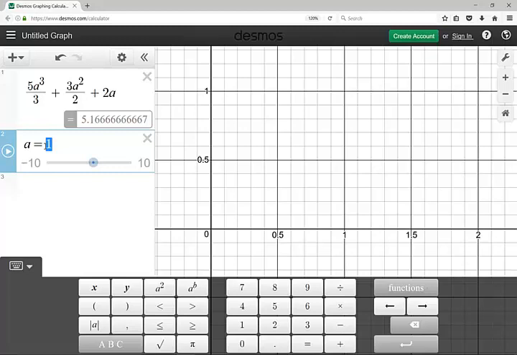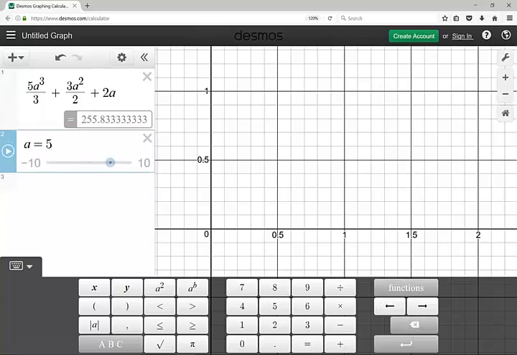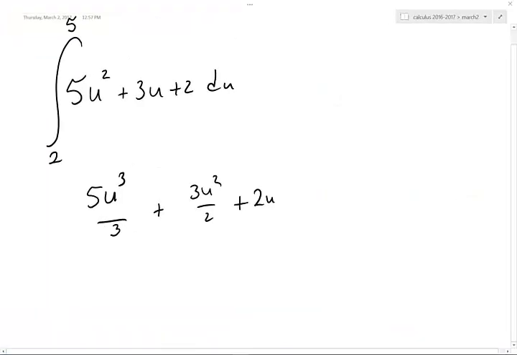So 5. Watch me hit 5. It gives 255.83. I jot this down on a piece of paper somewhere. You with me? And then I go, let's put in a 2. That gives 23.3333. And so someone's going to quote those numbers to me. What are they? 255.9. So 255 point.